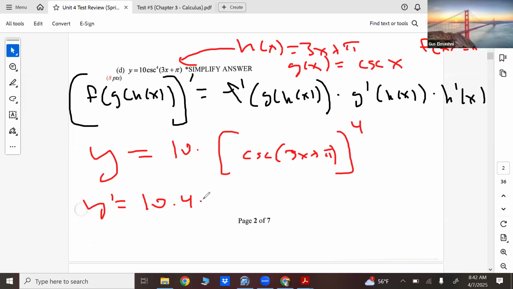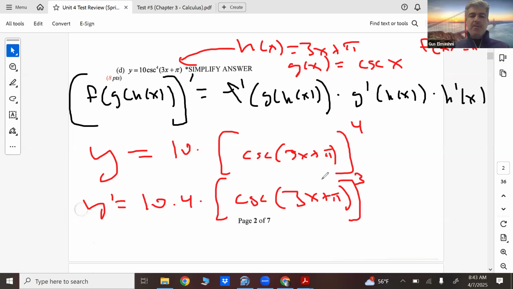Because you're told that, dude. It's the same thing. You're told that. I'm just doing what I'm told. That's all. Okay. So cosecant 3x plus pi. Oh, okay. You got it, Thomas? You're good? Okay. No worries. Yeah, just going with what I see there.